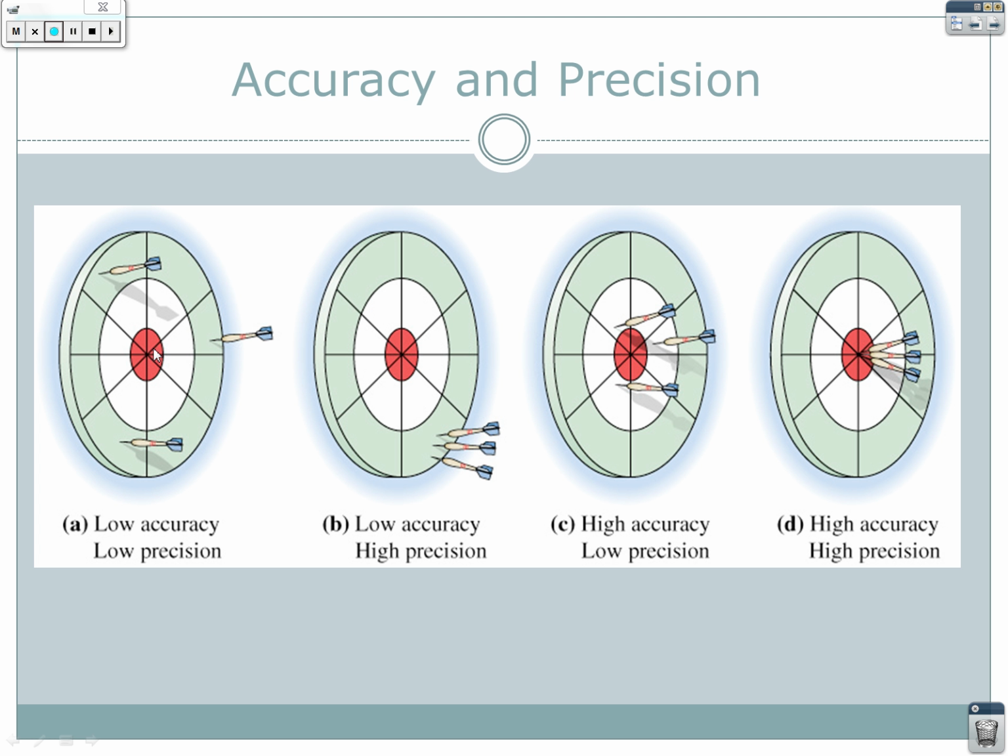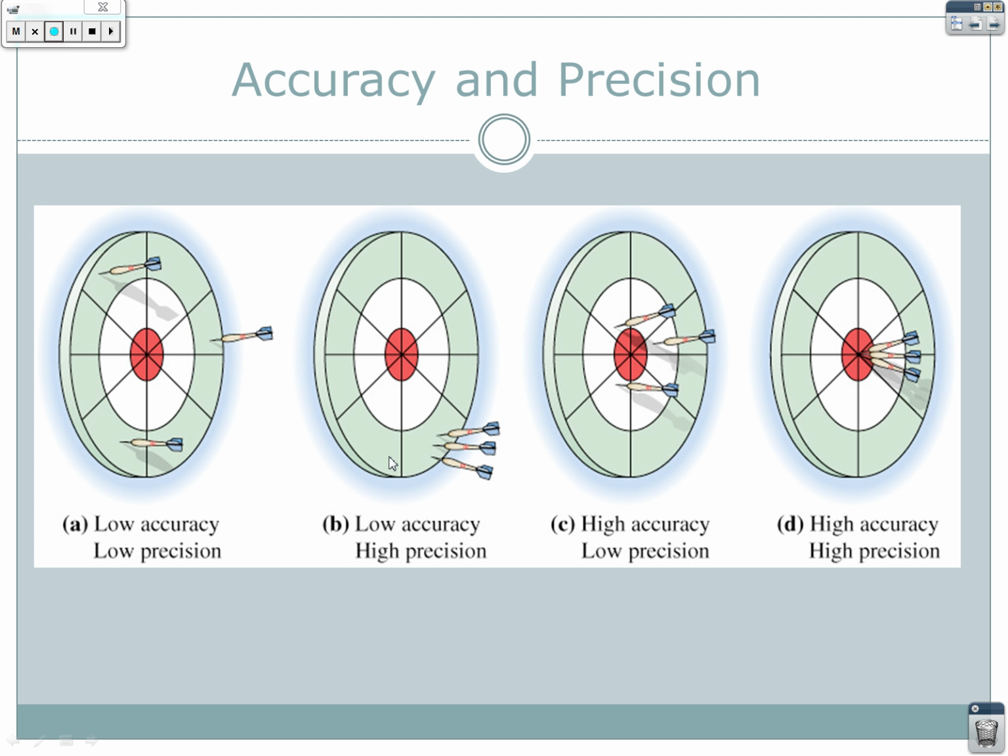If they aimed here, that's where you're most accurate. As you can see, these darts are all on the outside, so this is not an accurate firing of darts. And they're all spaced out. They're not grouped together, and so it is also not very precise. He was not accurate and not precise. So this is an example of low accuracy and low precision.